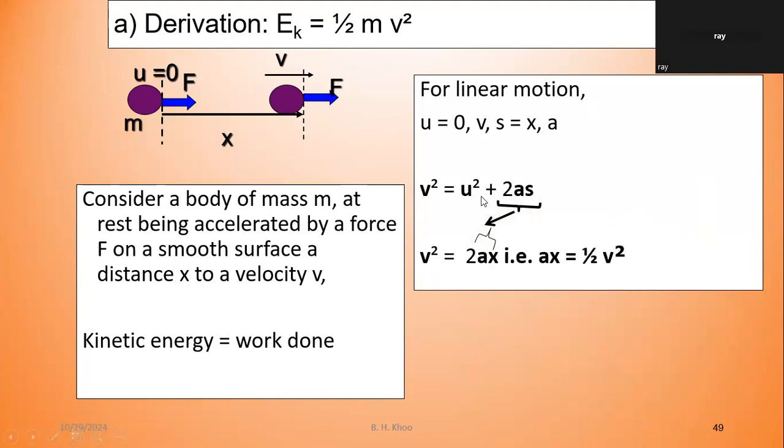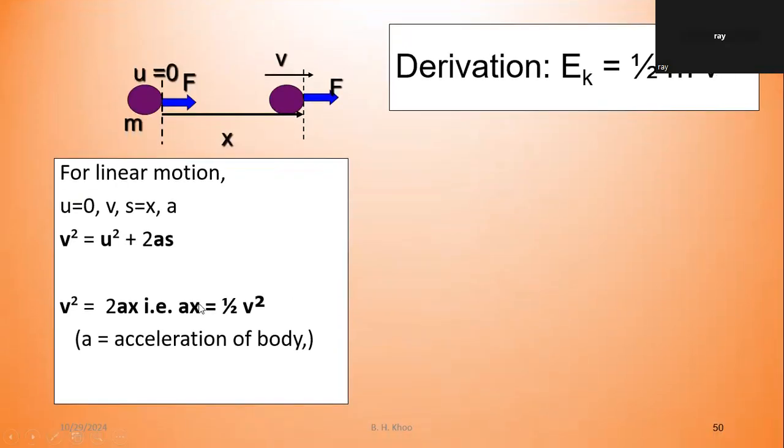Our u equals 0. Our s, we replace it as x. And we want ax, so we divide by 2. So it's half v squared. That's part of the derivation just now.